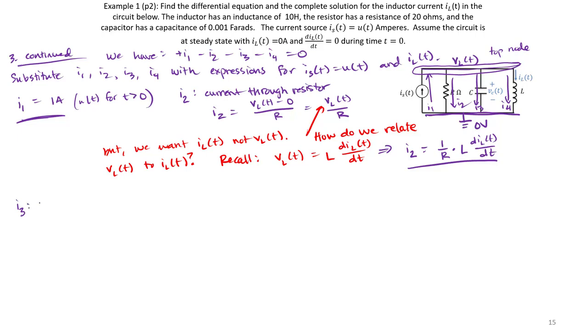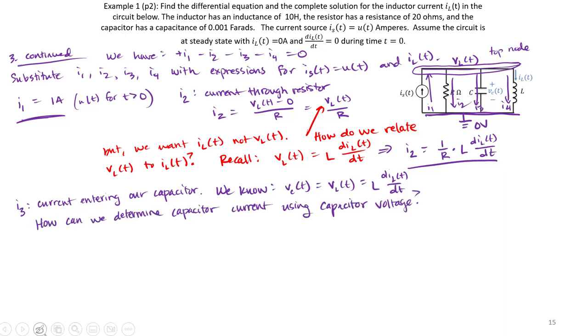Well, I3 is the current entering our capacitor. And what else do we know? Well, we know for this capacitor that the capacitor voltage Vc of t is equal to VL of t, and VL of t is equal to L dIL of t dt. So if we know the capacitor voltage, how can we get capacitor current? Well, let's remind ourselves. We know that the current entering our capacitor must be equal to our capacitance times the time derivative of our voltage.